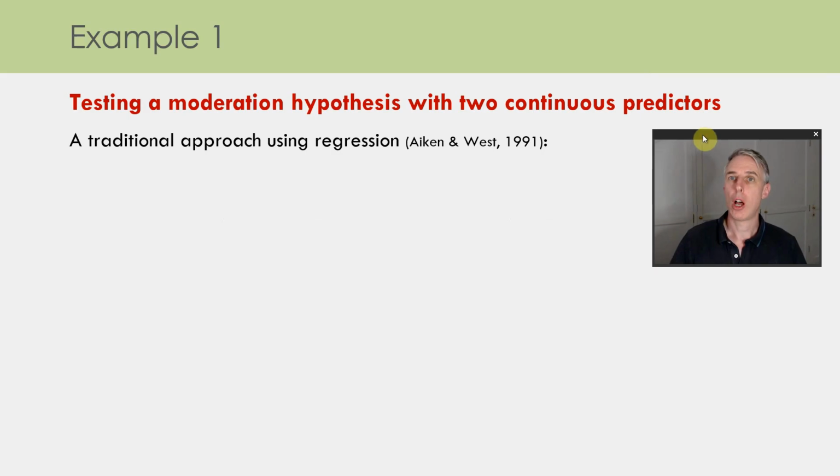So, how might we test a moderation hypothesis when we have two predictor variables, but both are continuous rather than categorical? Well, I'm going to run through, first of all, a traditional approach using regression. This is proposed or popularized by Aiken and West. Now, the reason for describing this is not necessarily to encourage you to do it per se, but rather to do two things. One is to give you a look under the bonnet, or behind the curtain, of what's going on in the techniques that I will encourage you to use instead.